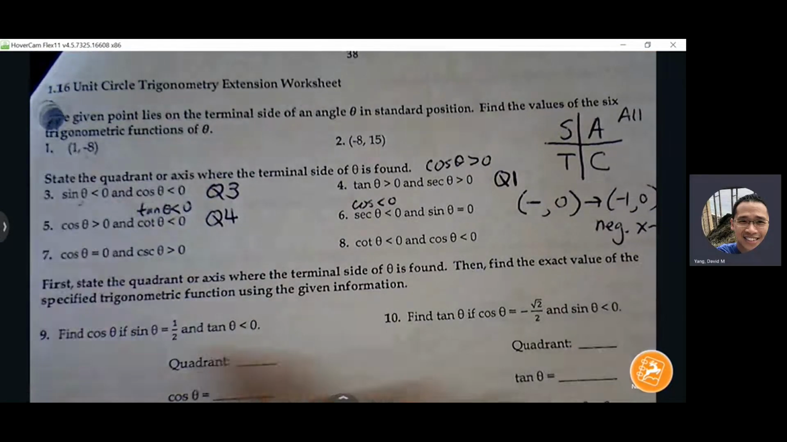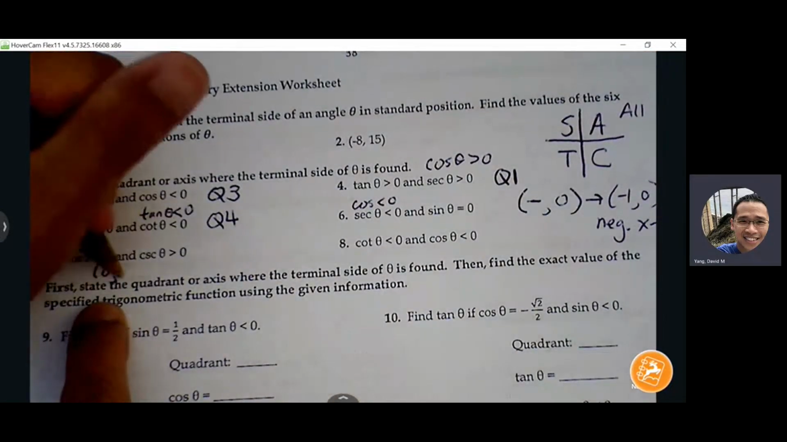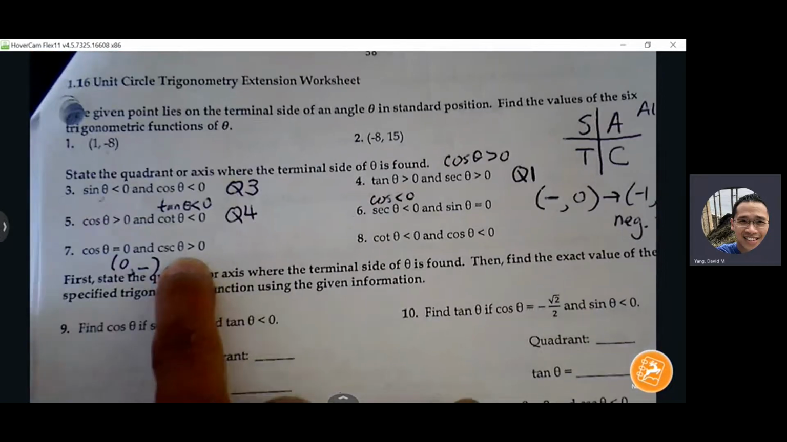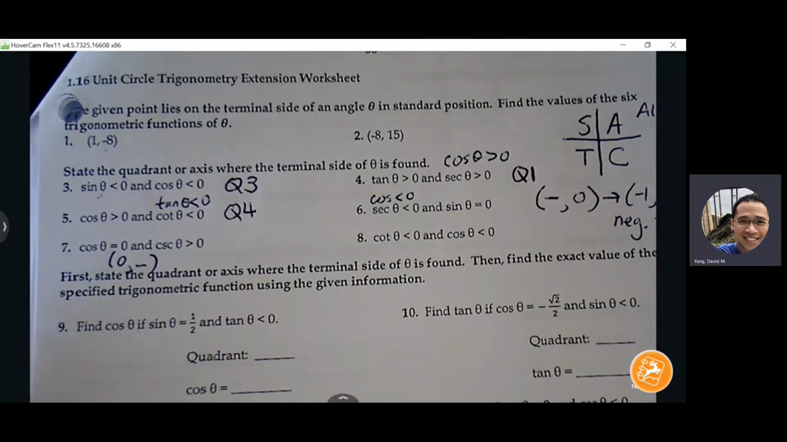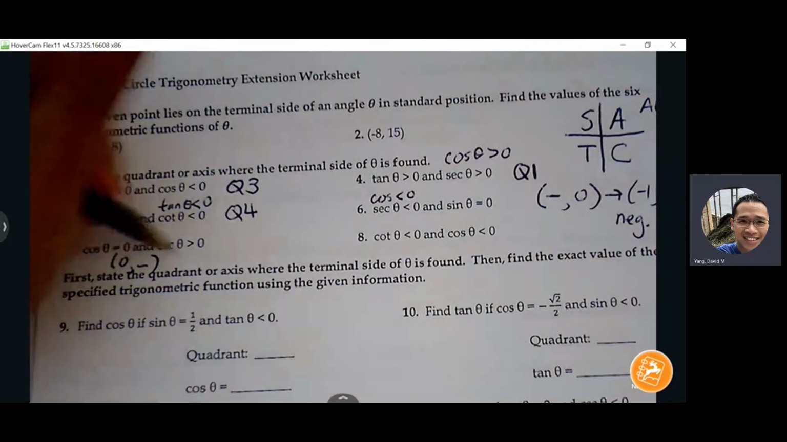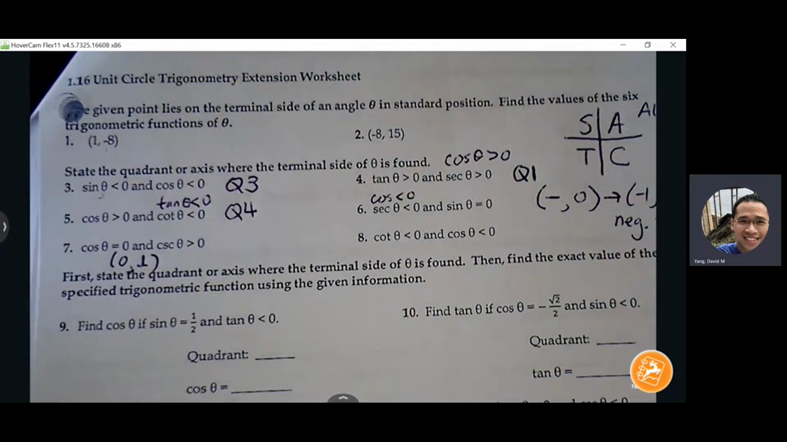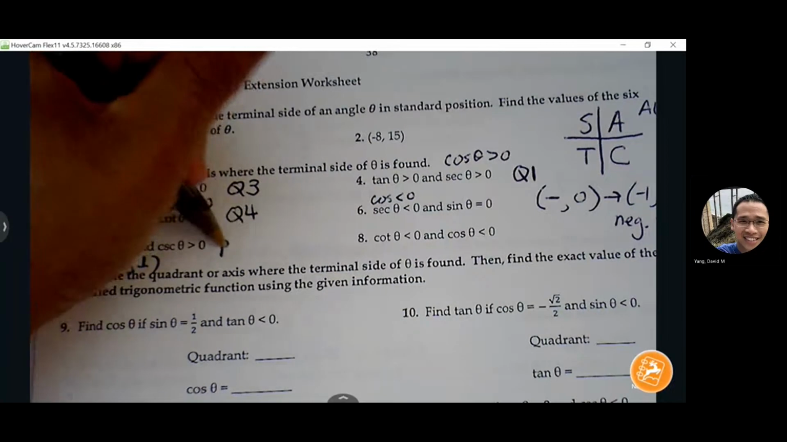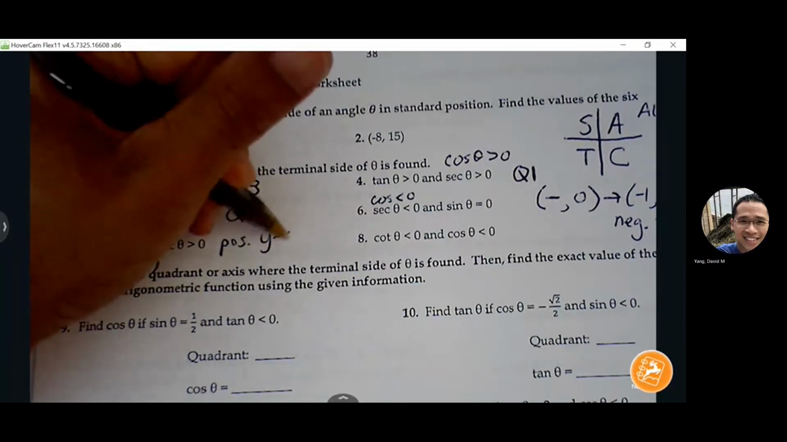Cosine is equal to 0, so I know my x value is 0. Cosecant is positive, so cosecant is the same thing as sine. Sine is the y value. Basically 0, 1. Where am I going to experience 0, 1? Positive y-axis.